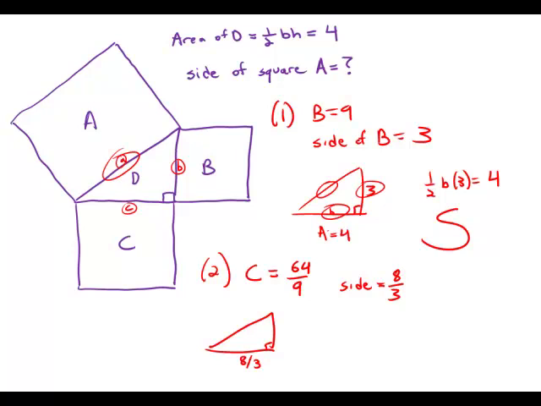And we know that its area is 4. So 1/2 base, which is 8/3, times height equals 4. We could find the height. And once we found that height, we'd know two legs of a right triangle. And once we know two legs of a right triangle, we can use the Pythagorean theorem to find the hypotenuse, and of course that's what the question is asking for.